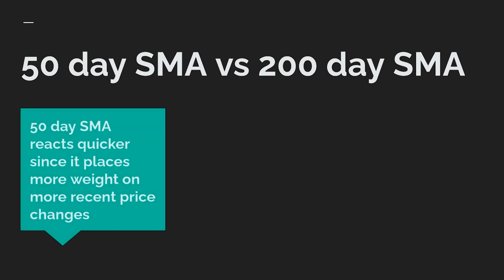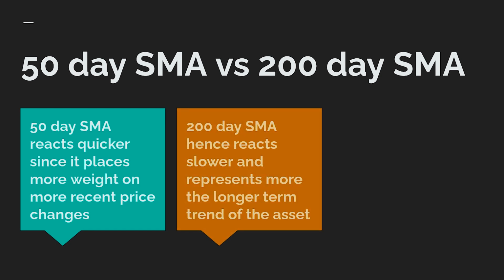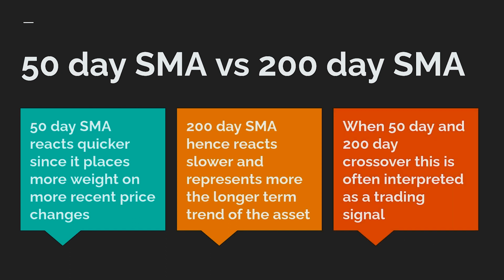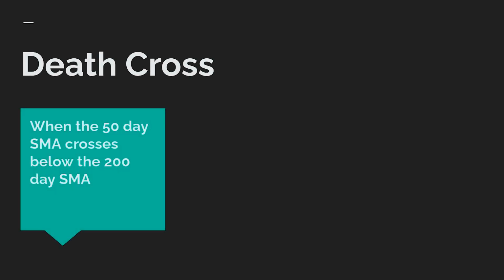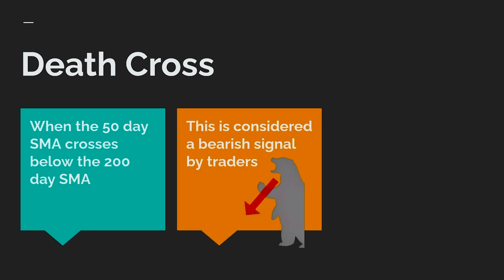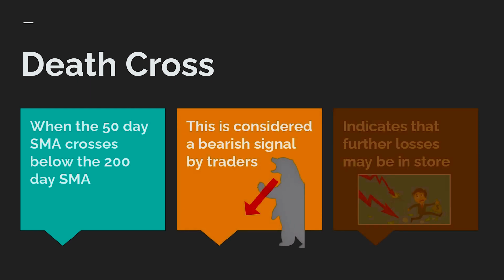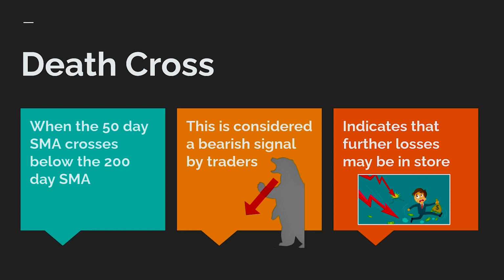The 50-day moving average versus the 200-day moving average is essentially quite a lot quicker, since it places a lot more weight on the more recent price changes, whereas the 200-day simple moving average reacts a lot slower, and as such it represents more the longer term trend of the asset that we are analyzing. For the market, when the 50-day and the 200-day cross over, this is quite often interpreted as a trading signal or a reversion signal. More specifically, when the 50-day moving average crosses below the 200-day moving average, this is quite often considered by the market as a bearish signal, and it could indicate that the asset has some further losses in store for it.